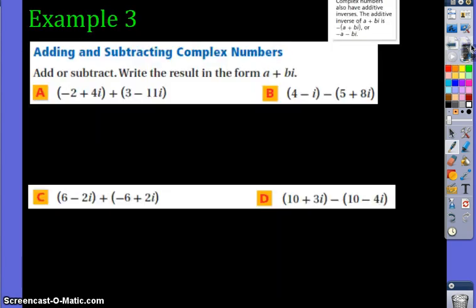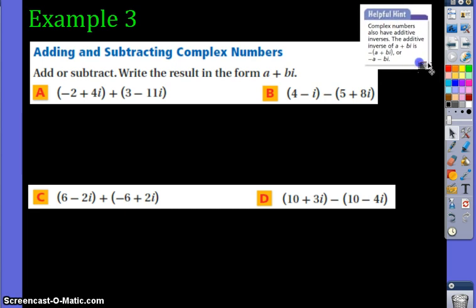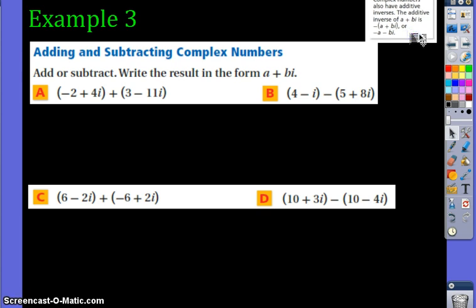All right, we can also add and subtract with complex numbers, and it's important to note, just to review, that complex numbers also have additive inverses. So the additive inverse of a plus bi is the opposite of a plus bi, or negative a plus negative bi. All right, so to add or subtract, we're just going to add or subtract normally. All the properties that we know still apply: distributive property, commutative property, associative property. They all still apply to complex numbers. So we can use those ideas here. Combining like terms also.